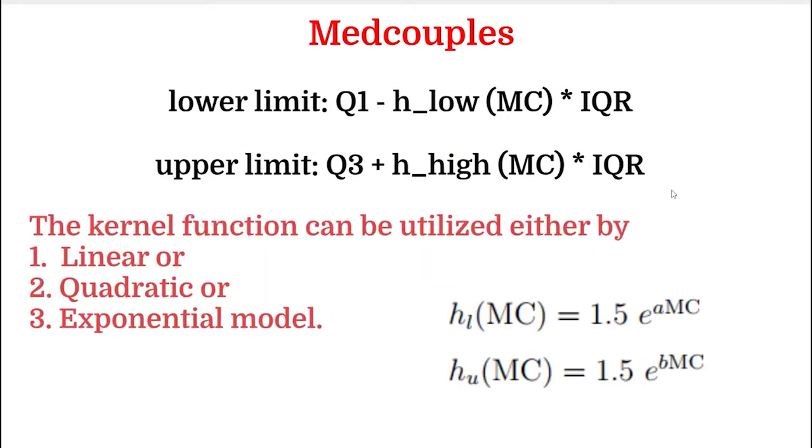We can calculate the values of the Medcouple using Python's statsmodels library. I'm going to show you that in a future video, but for now you can see that many statisticians proposed the exponential model to have a multiplier of 1.5. The equation is shown here. We also have another variable, a, for the lower kernel function, and b for the upper kernel function, and these values are determined by fitting the data with different values.